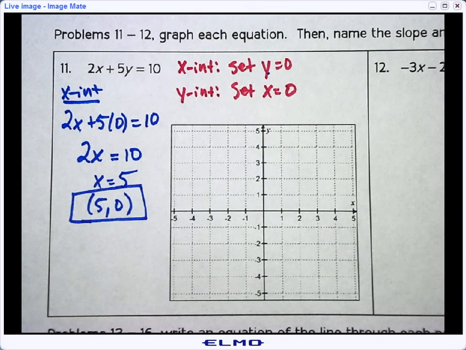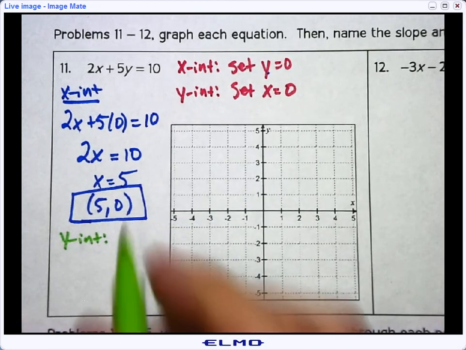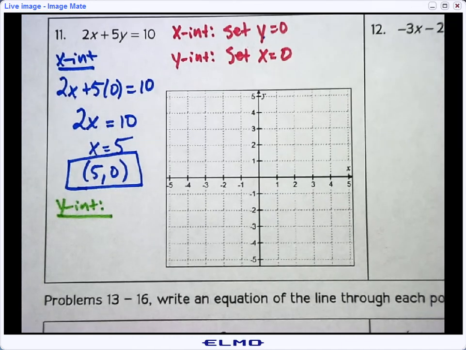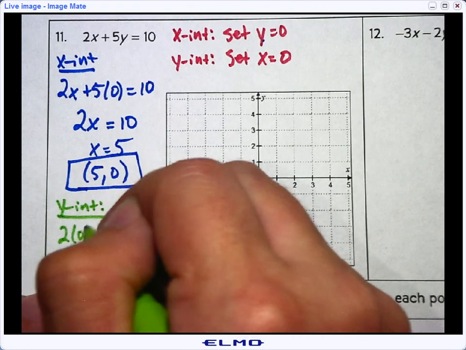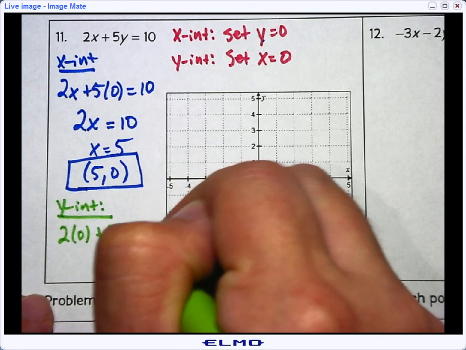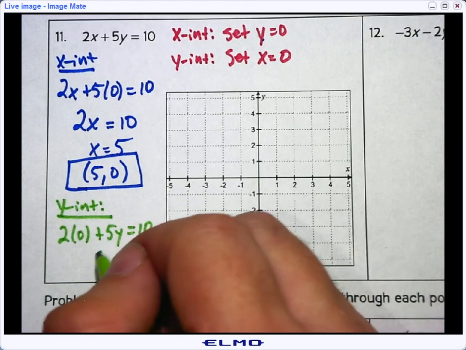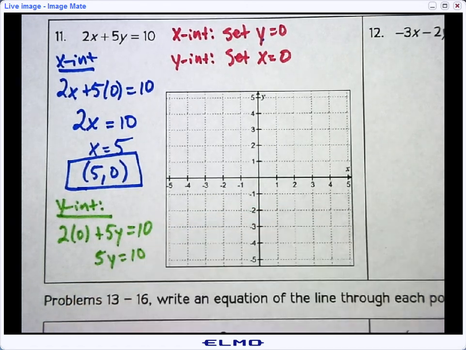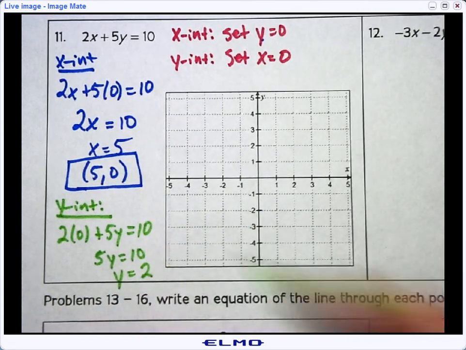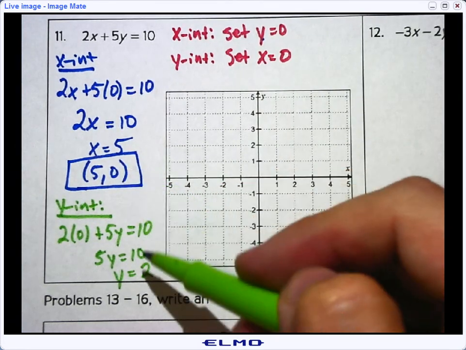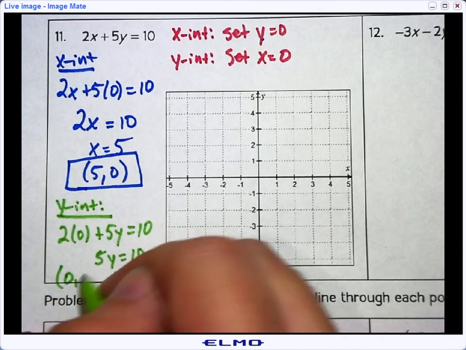Similar story for the y-intercept, except now we're going to take and replace the x with 0. So your equation becomes 2 times 0 plus 5y equals 10. Well, 2 times 0 is 0. 0 plus 5y is just 5y equals 10. Divide both sides by 5, we get y equals 2. But just like we wrote the x-intercept as a point, we're going to write the y-intercept as a point, and that will be in the form of 0, 2.